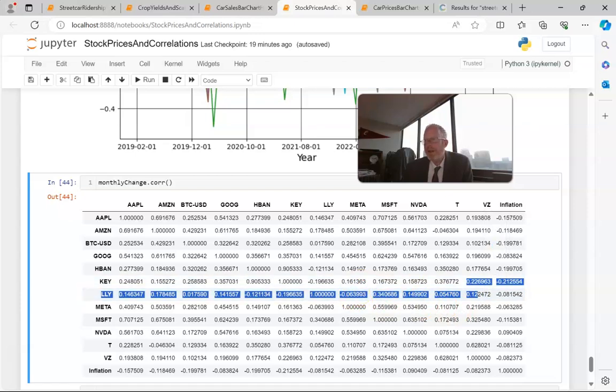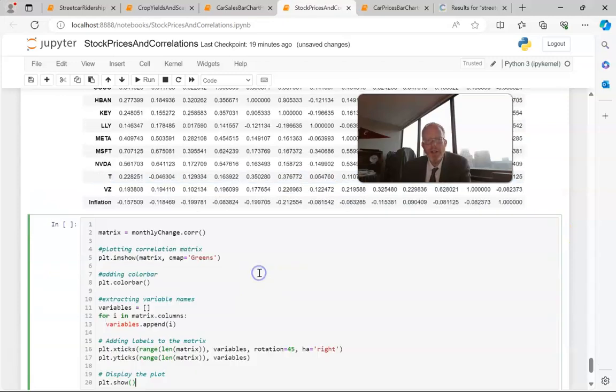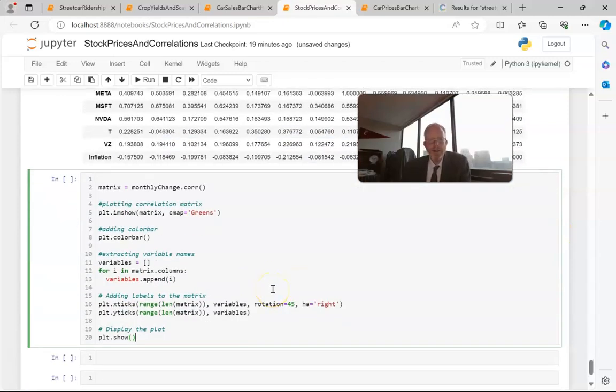But these are all numbers, and perhaps it's a little bit easier if we look at this in a correlation matrix graph where we can use colors. So I have a little snippet I'm going to throw in here. We're basically going to save what I just showed you into a variable called matrix.